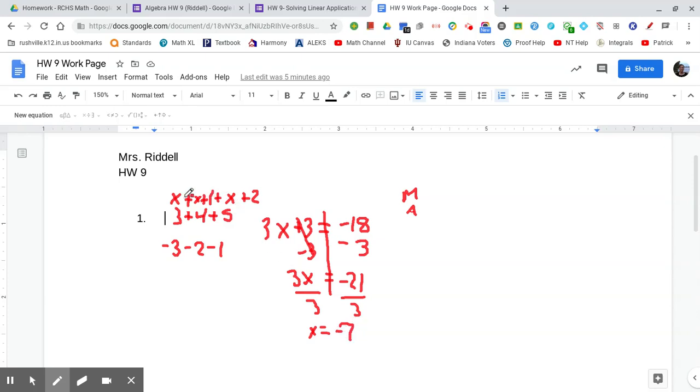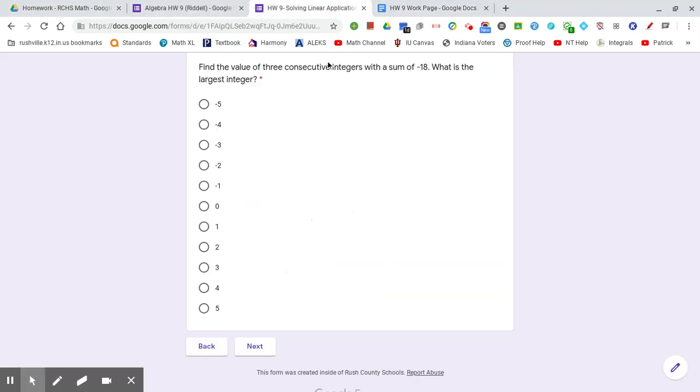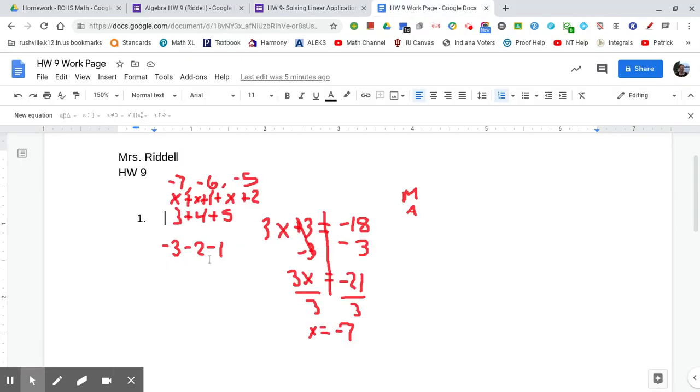Remember that was our smallest integer. So our smallest integer was -7. Then the next integer after that would be -6, and then the next integer after that would be -5. So -7 plus -6 would give us -13, minus 5 more is in fact -18. Then I'd have all of that on my work page, just like I do here. So please make sure that you copy that down.